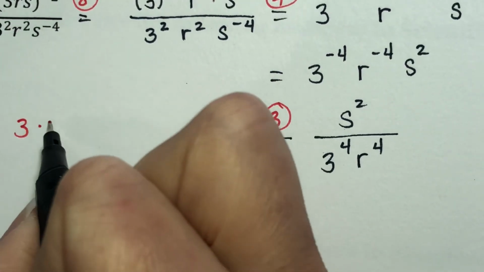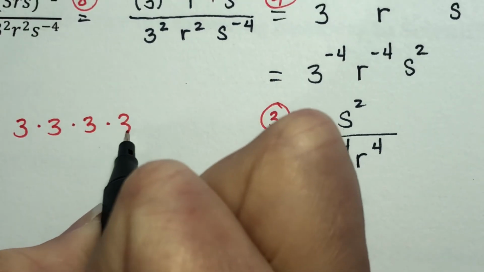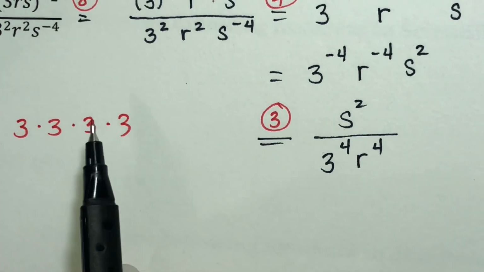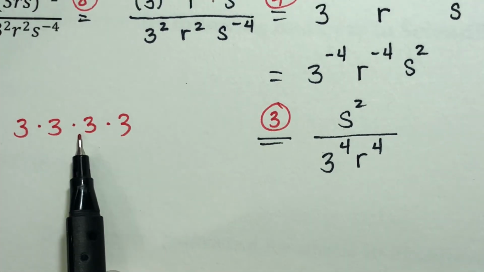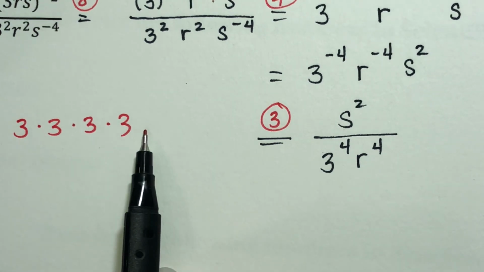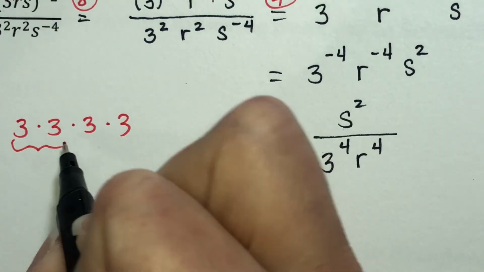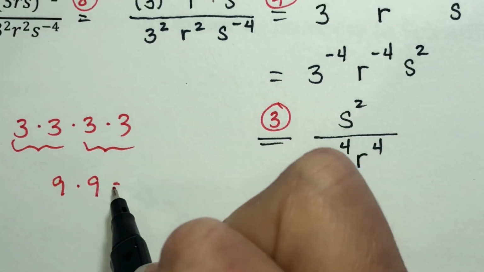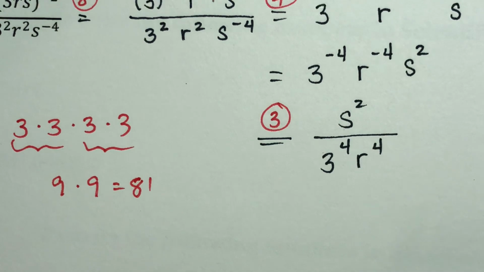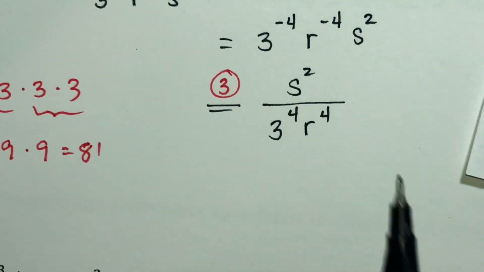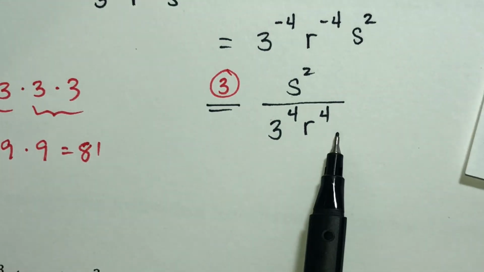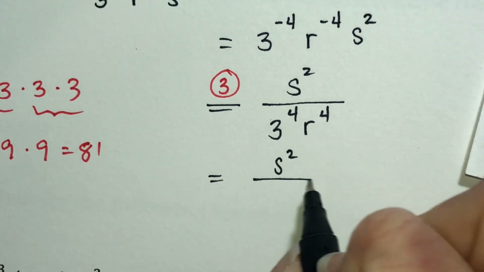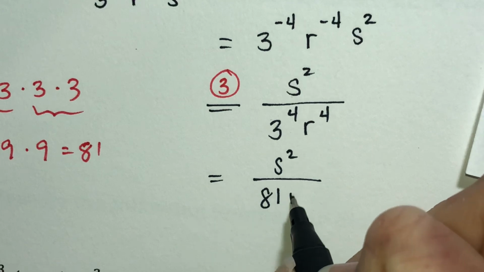If I did 3 times 3 times 3 times 3, and I did it in order, 3 times 3 is 9, 9 times 3 is 27. A lot of us would get stuck trying to do 27 times 3 in our head. But if you think of it this way, where you group those together, you end up with 9 times 9, which is 81. So this answer, if they tell you to leave it in exponential form, this is what you want. If they expect you to multiply it all the way out, s squared over 81 r to the 4th.